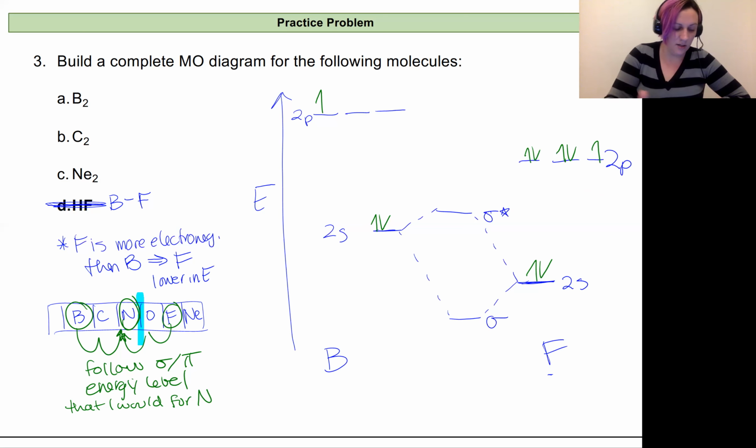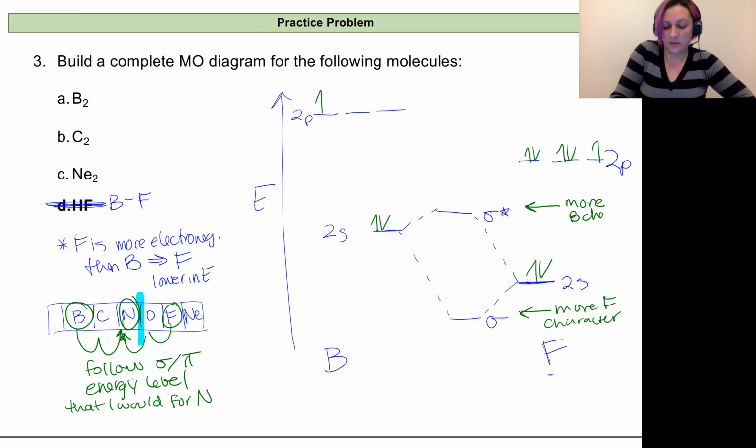With that, it's important to also note that the bonding orbital right here is going to have more fluorine character because it's closer in energy. And that antibonding orbital is going to have more boron character because it's closer in energy to the boron. You can see that boron atomic orbital and that antibonding MO are pretty close in energy, whereas the bonding orbital and the fluorine atomic orbital are really close in energy to one another.